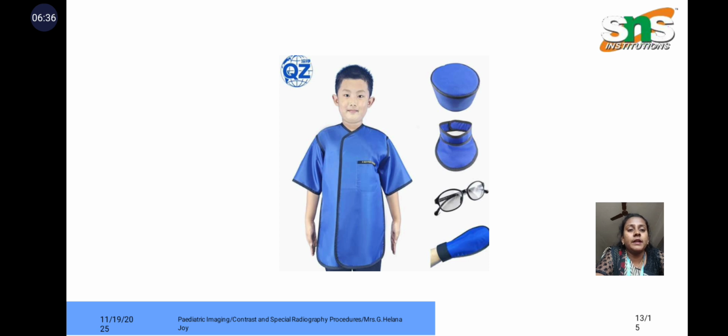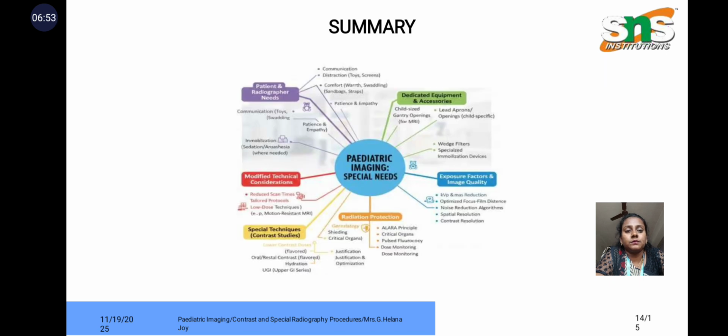This is how a pediatric patient will undergo an examination, wearing a lead apron, a lead thyroid shield, lead goggles and lead gloves. This is how a pediatric patient will enter the examination room.